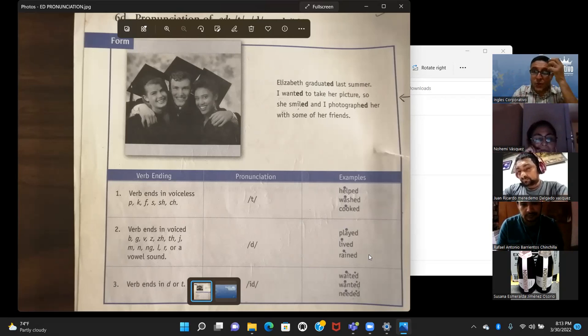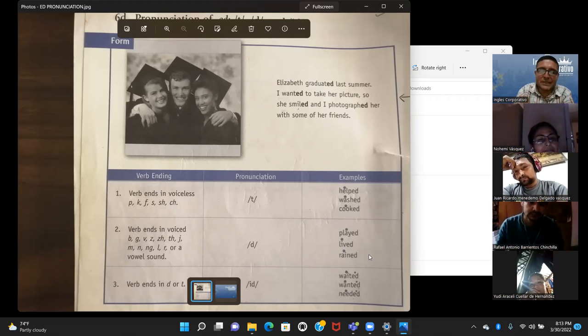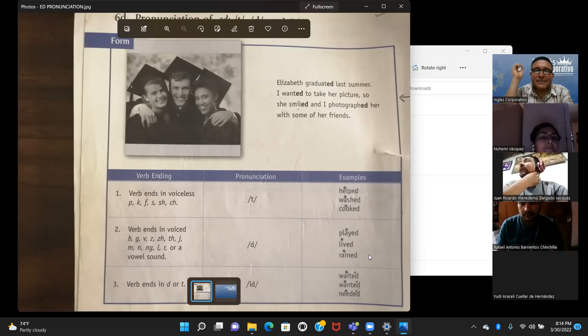I played 2 hours. How do you say yo viví en Lourdes antes? I lived in Lourdes. Before things. Okay, so I lived in Lourdes. How do you say llovió esta mañana? It rained this morning. And then sound number three, ahí aparece, miren.